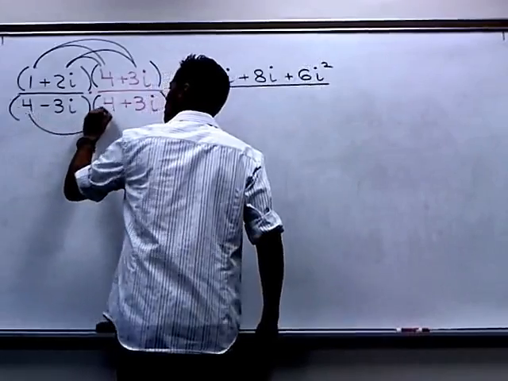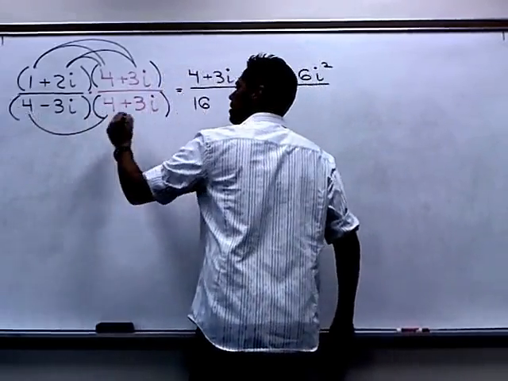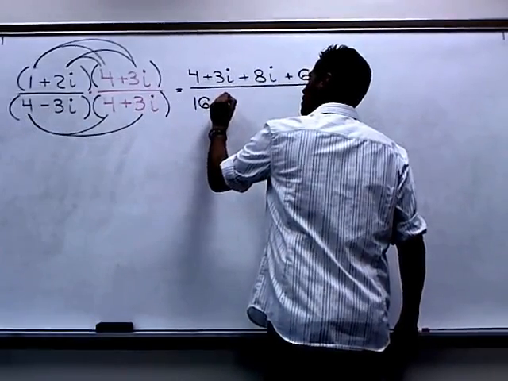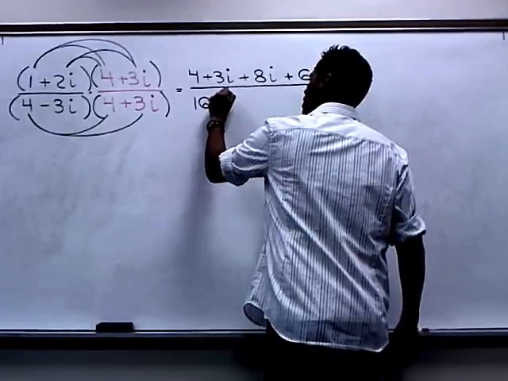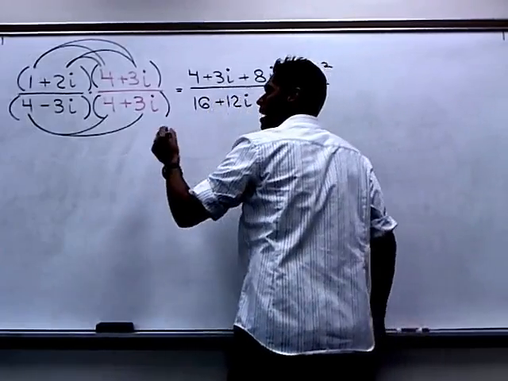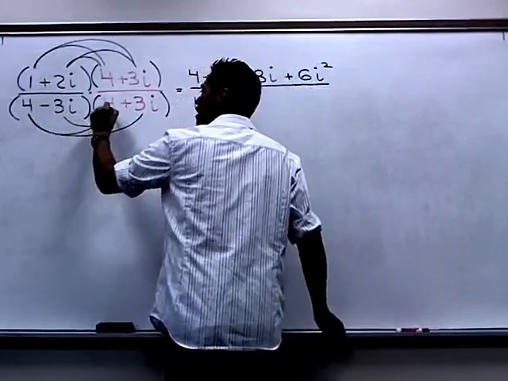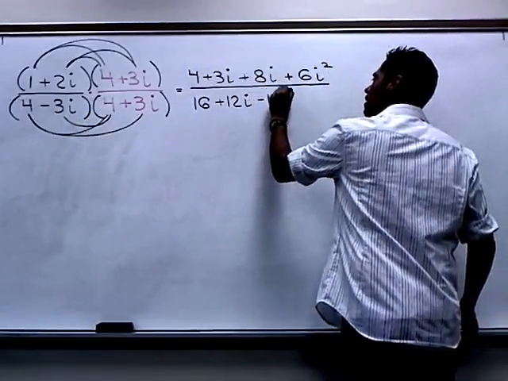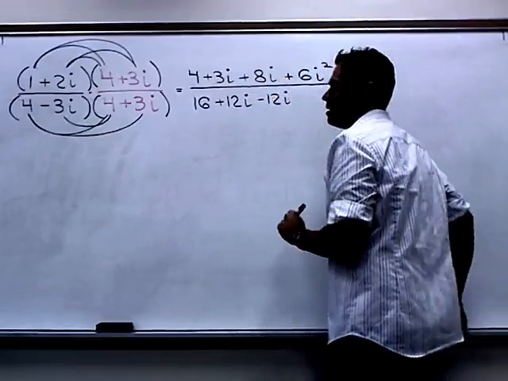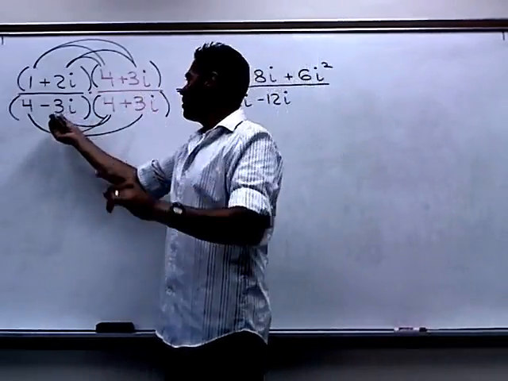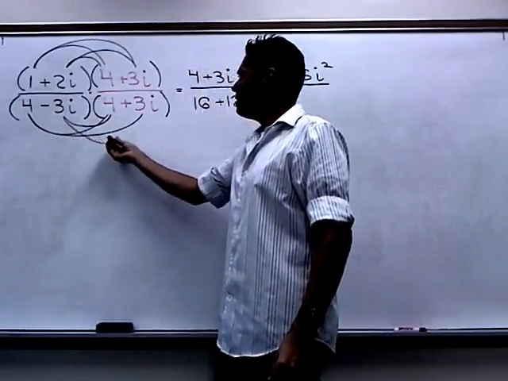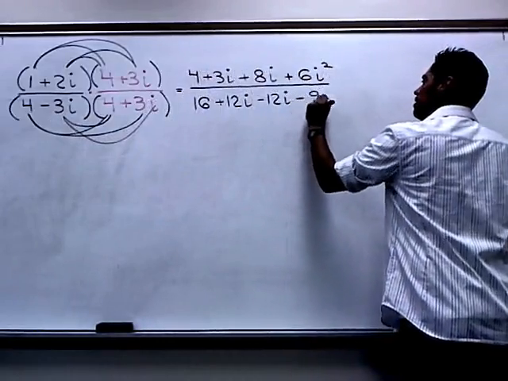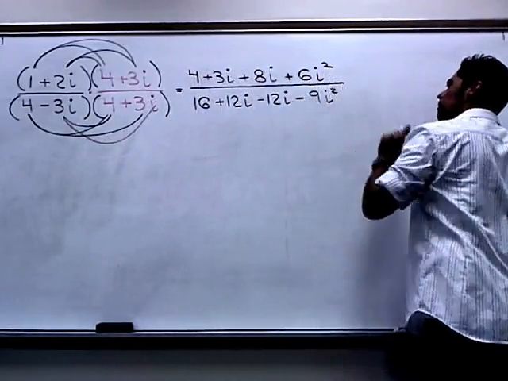4 times 4, 16. 4 times 3i is 12i. Now this is critical. Watch what happens here. Negative 3i times positive 4, negative 12i. They're going to cancel. They're going to cancel. And then be real careful on your signs here. What's negative 3i times positive 3i? Negative 9i squared. All right.